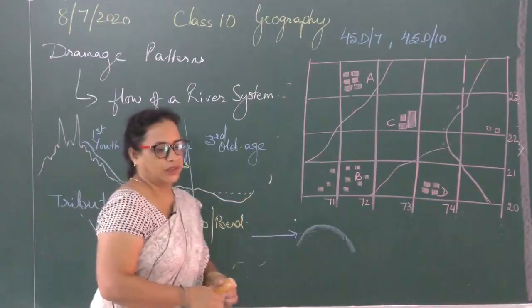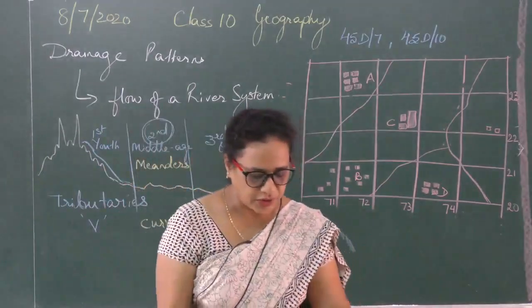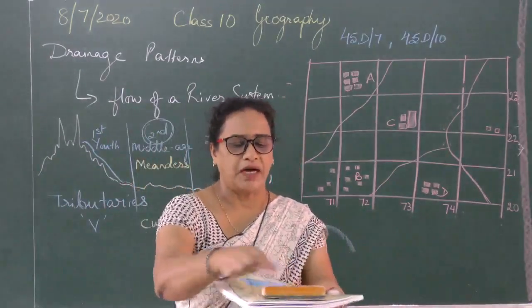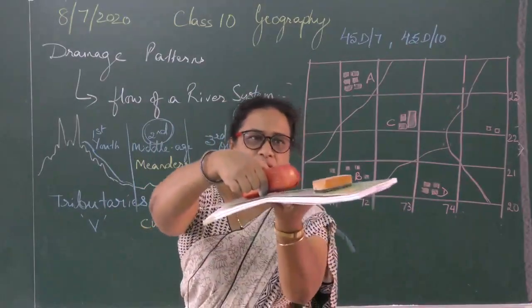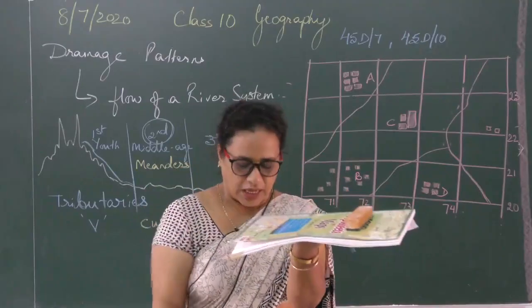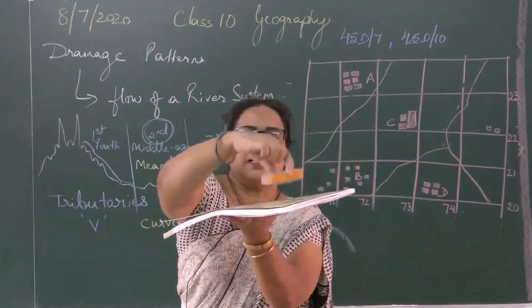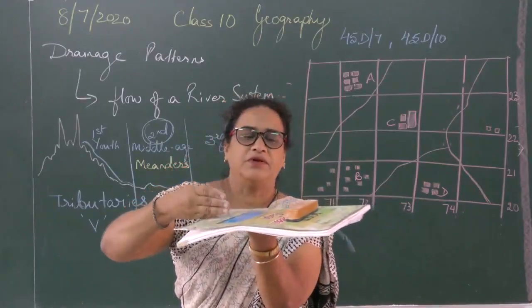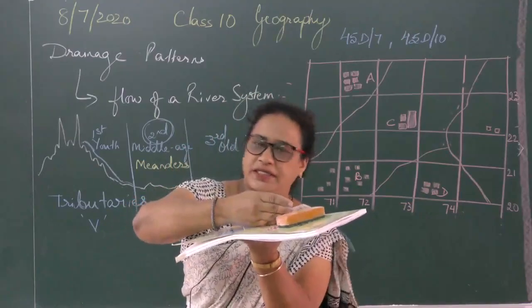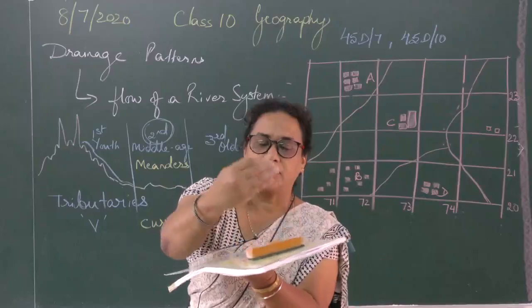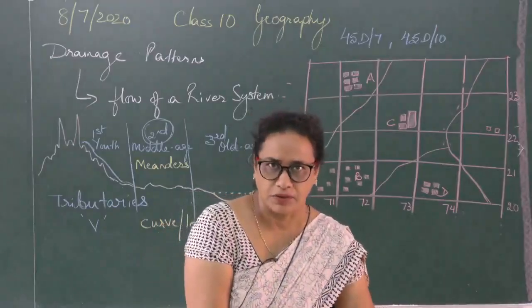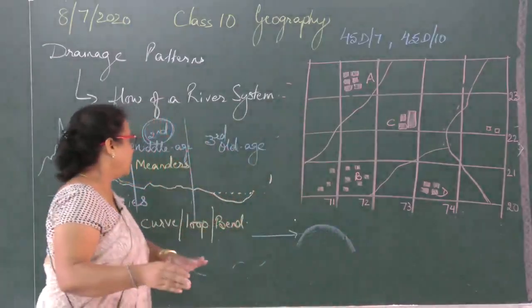Clear? This is a demonstration: the river is flowing like this from this direction, and there is a barrier in its path. The river water can't push through it. It does not have that force. So it will curve around it. That is how a meander is formed. Clear? I have explained it to you.